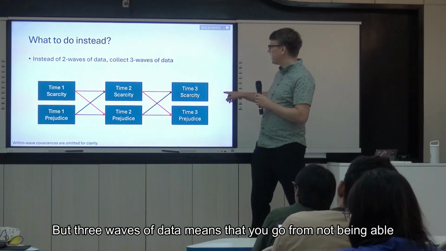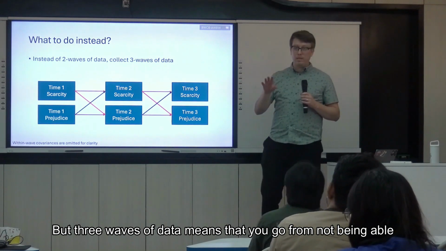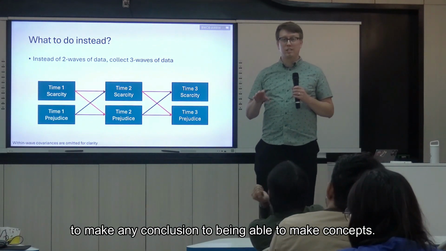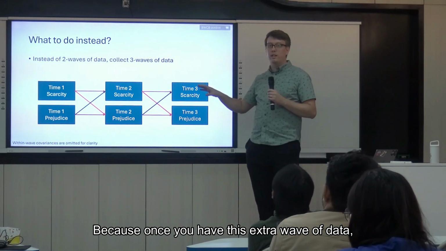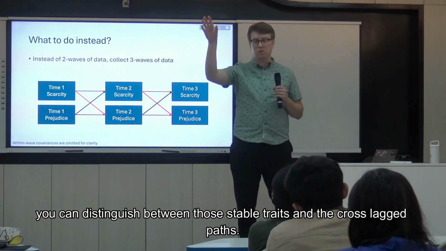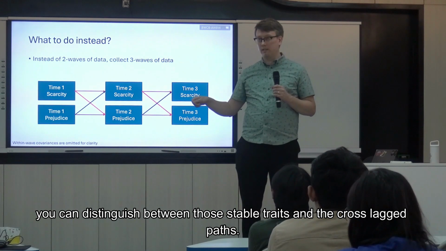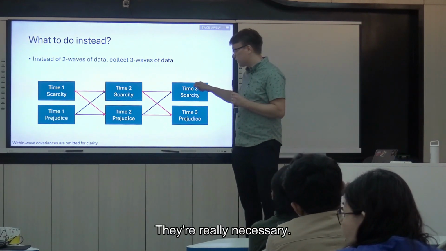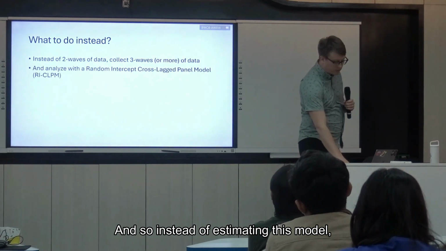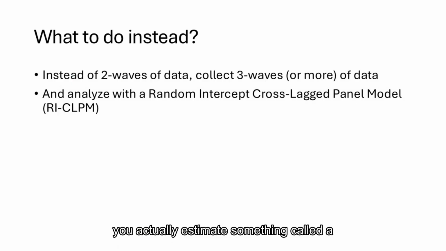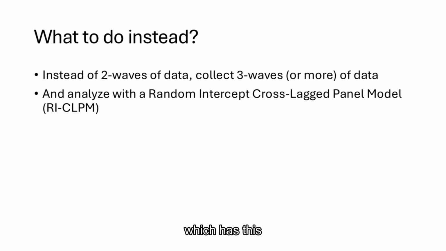But 3 waves of data means that you go from not being able to make any conclusion to being able to make conclusions. Because once you have this extra wave of data, you can distinguish between those stable traits and the cross-lagged paths. They're really necessary. And so instead of estimating this model, you actually estimate something called a random intercept cross-lag panel model, which has this terrible acronym.